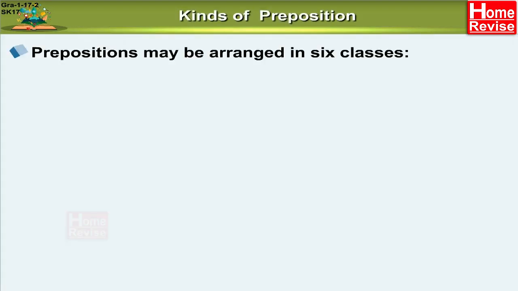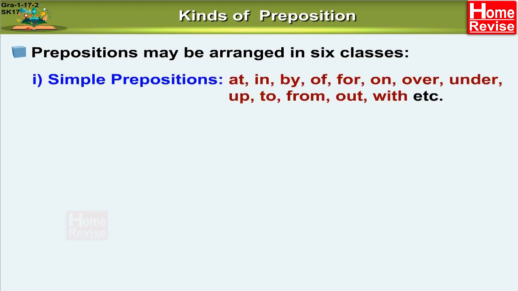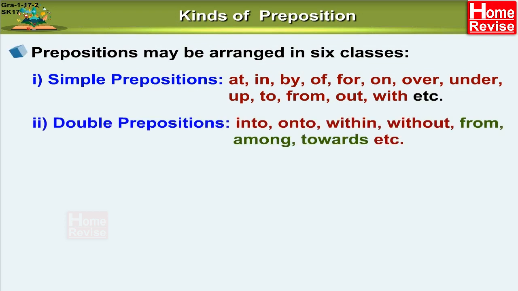Kinds of preposition. Prepositions may be arranged in 6 classes. First, simple prepositions: at, in, by, of, for, on, over, under, up, to, from, out, with, etc. Second, double prepositions: into, onto, within, without, from, among, towards, etc.